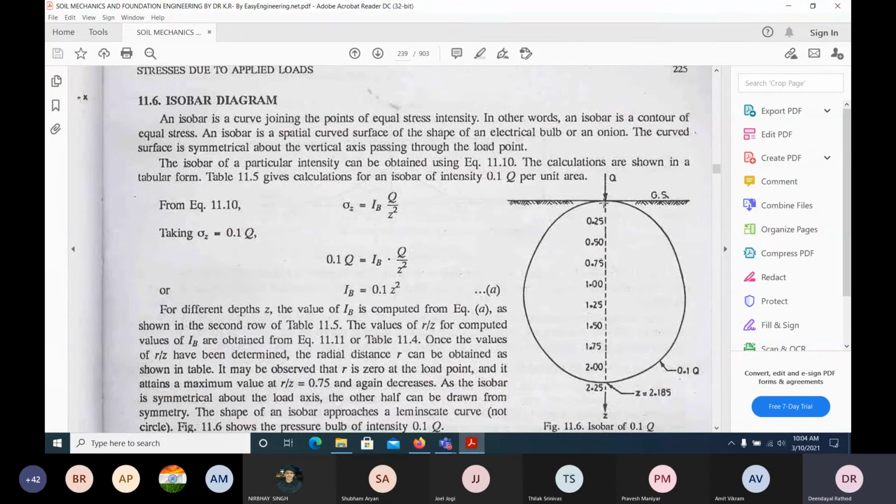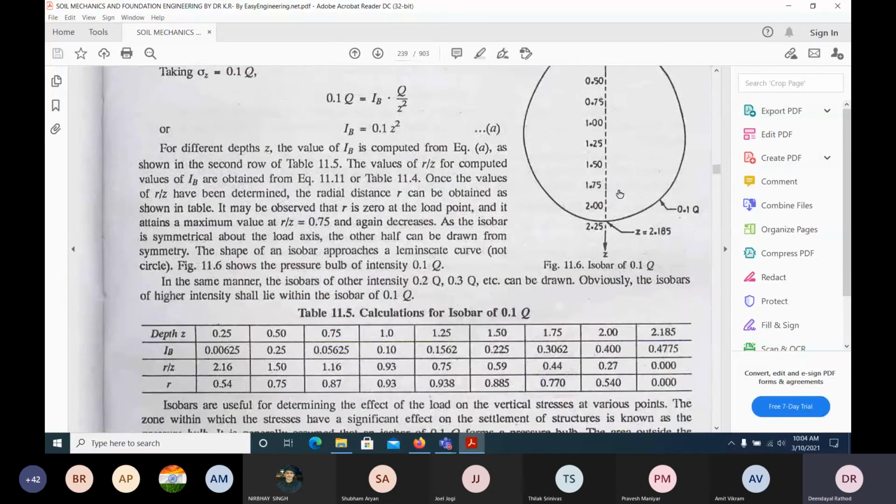If you are able to join the points of equal stress intensity, in other words, an isobar is a contour of equal stresses. If you join all these points, that particular bulb, whatever you find, is called the isobar. They will ask in the exam, what is this isobar diagram all about. Can you define the isobar diagram? They may ask: isobar is the curve joining the points of equal stress intensity. In other words, an isobar is a contour of equal stresses. Anyway, we'll see this one.